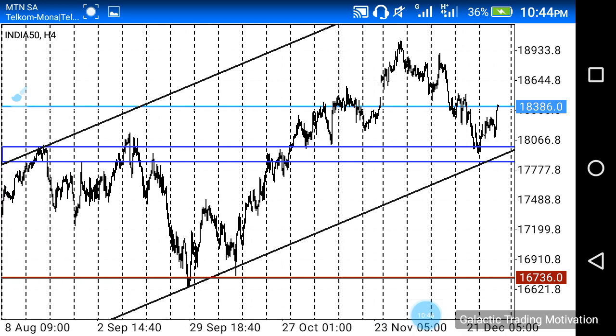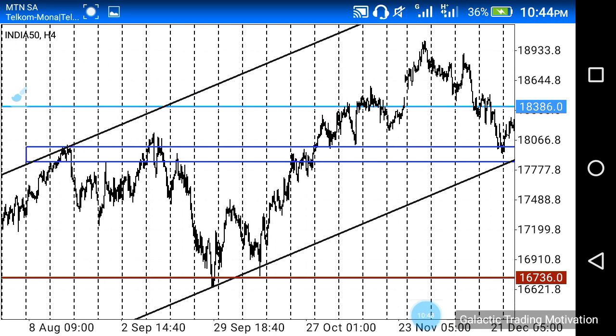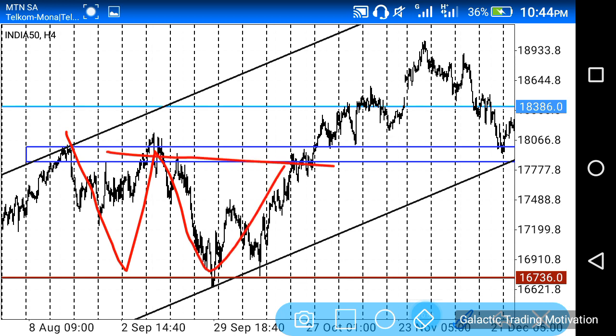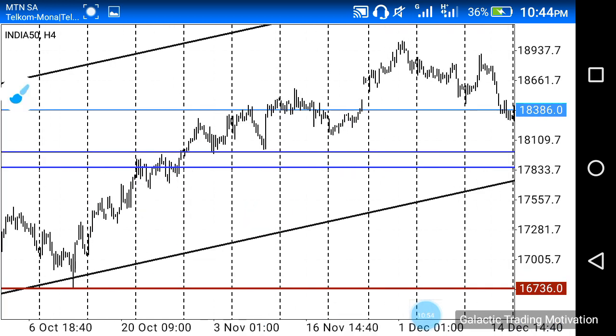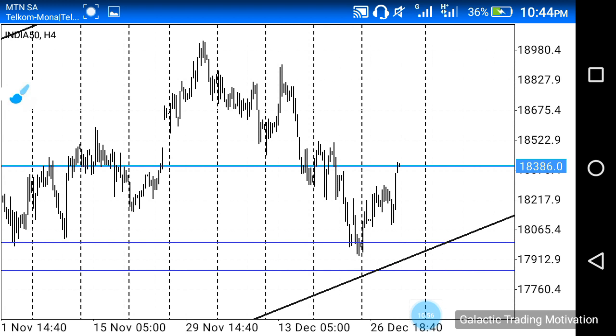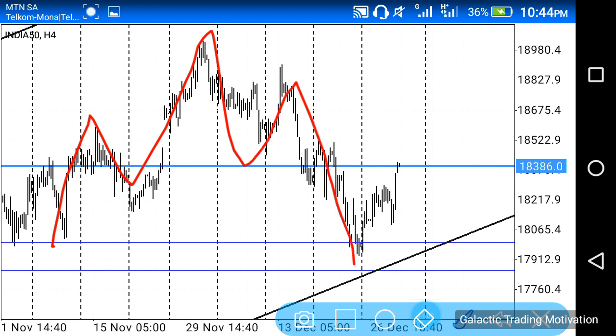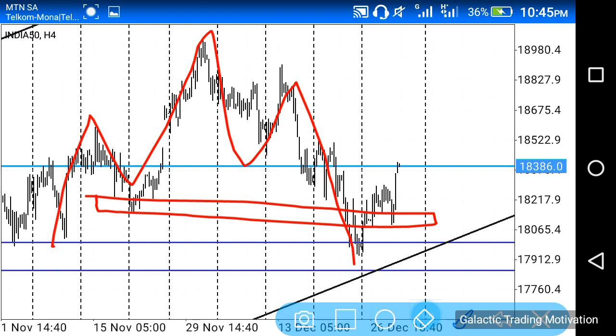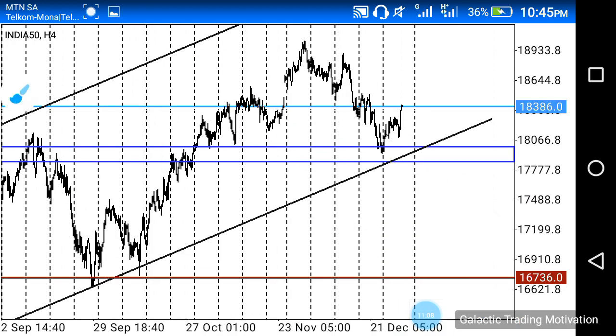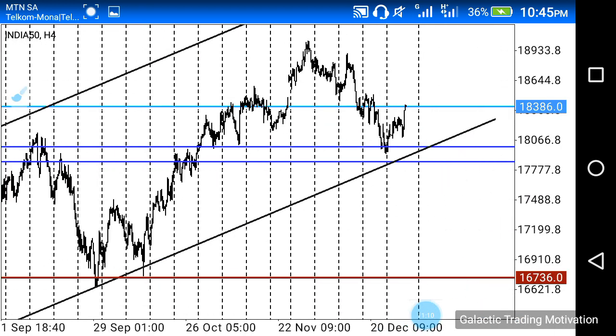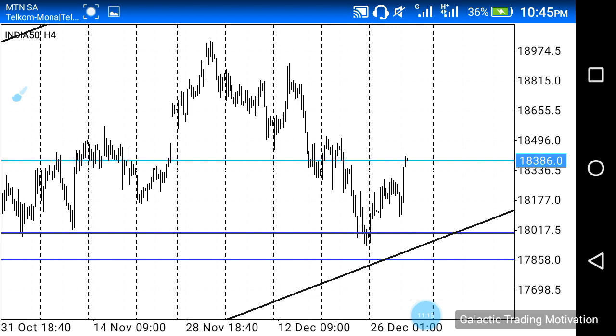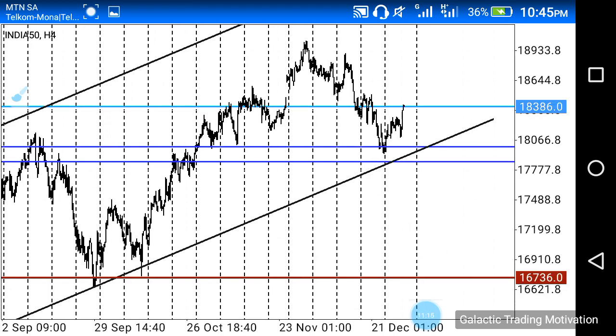Right, remember guys, we spoke about how we have this overextended W structure which has a neckline over there, right? And we also spoke about how we have this pattern over here, which is a head and shoulders pattern, which also has a neckline at that point, more or less, right? So here we are on the H4 chart. The next thing that I'm going to do in regards to the H4 chart is to add my H4 channel. So let's have a look.